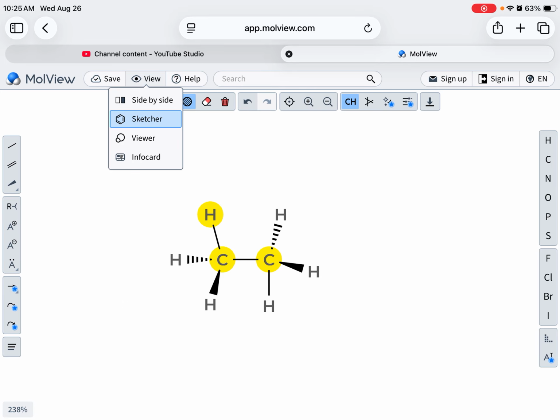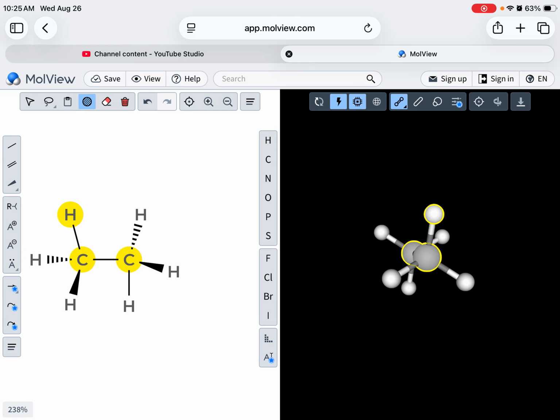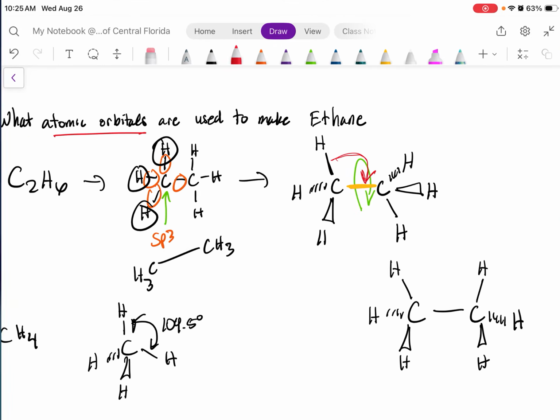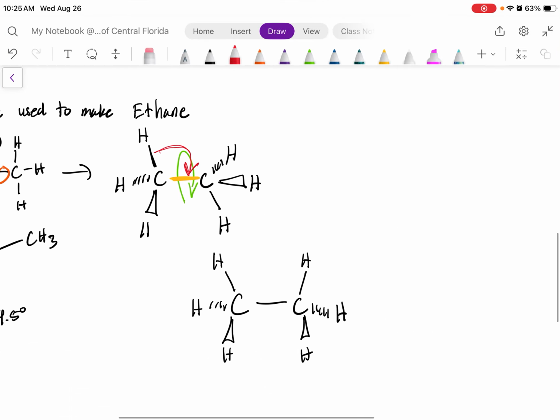So it's really good to be able to visualize these molecules. Okay? And model kits really help with that. Okay, so let's get back to what we're really here for, which is what orbitals are used to make this molecule here.